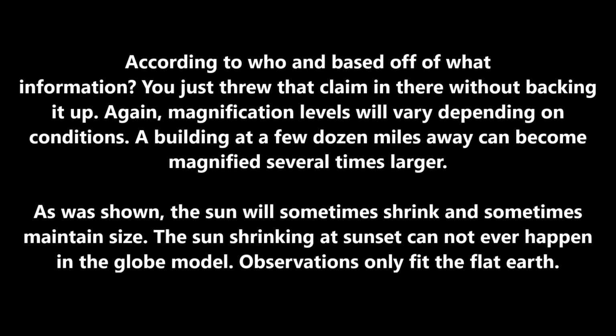That's all before you factor in problems like that to create a 2 to 3 times magnification requires refraction levels far more drastic than atmospheric pressure gradients would allow. According to who and based off of what information? You just threw that claim in there without backing it up. Again, magnification levels will vary depending on conditions. A building at a few dozen miles away can become magnified several times larger. As was shown, the sun will sometimes shrink and sometimes maintain size. The sun shrinking at sunset cannot ever happen in the globe model. Observations only fit flat Earth.